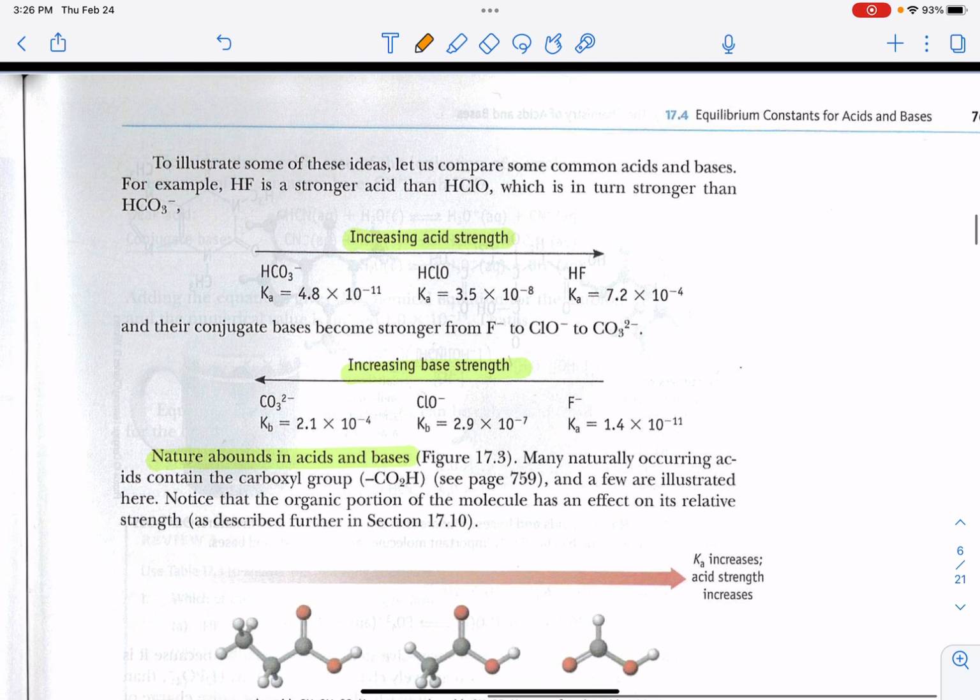So again, we can expect reactions to go from strong to weak. If you identify an acid or base on the left side as being stronger than its conjugate on the right, then the reaction will go from left to right. If you identify a conjugate acid or a conjugate base on the right side as being stronger than the acid or base it came from, then the reaction will go from right to left.